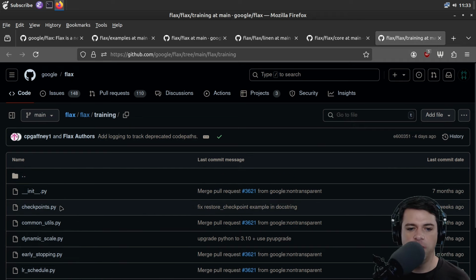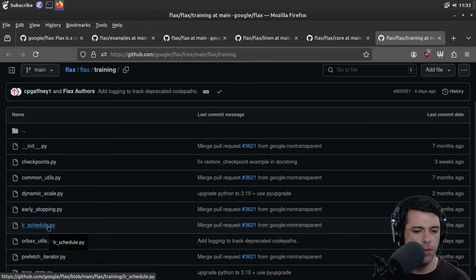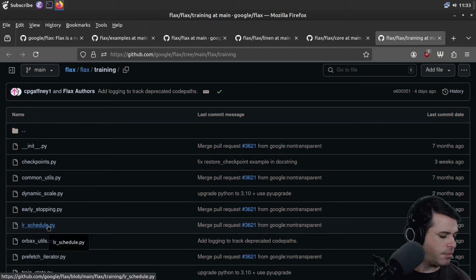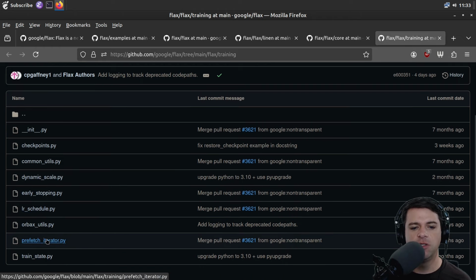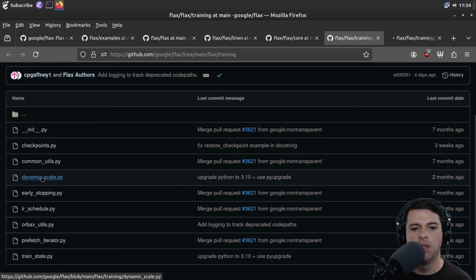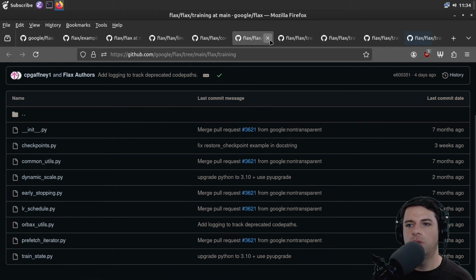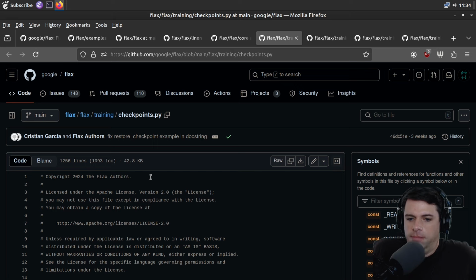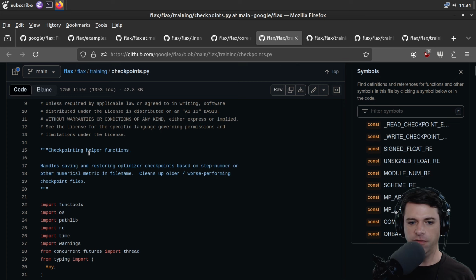So for training, we have checkpoints, common utils, dynamic scale, early stopping, LR schedule. I'm not sure that I know what LR is. Orbax utils, prefetch iterator, train state. So I'm just a little bit curious about checkpoints and dynamic scale and maybe early stopping. Let's look at these all quickly. Checkpointing helper functions handles saving and restoring optimizer checkpoints. So this is just for the optimizer.